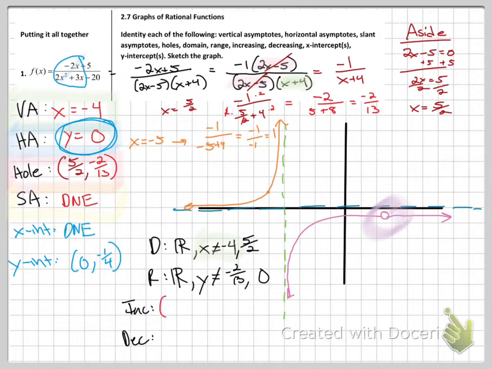So from negative infinity until it hits our asymptote at negative 4. Then if I look at the second piece, that's also increasing. But it stops increasing at the asymptote, so we had to separate them. Then it picks up again at negative 4, and it increases again until it hits the hole at 5 halves. But then it keeps increasing from 5 halves to infinity. This is never decreasing, does not exist.